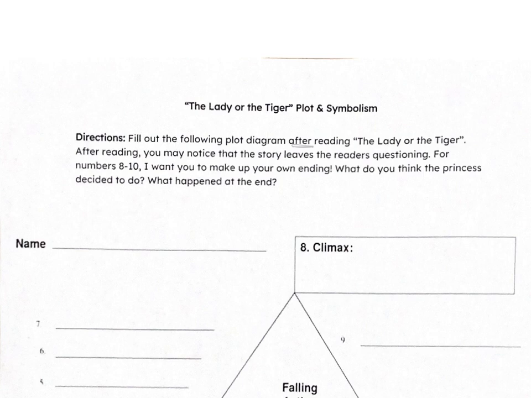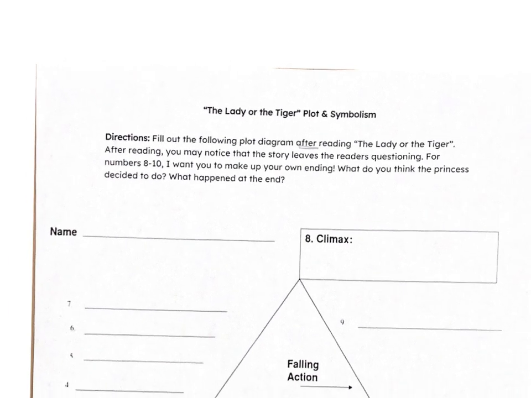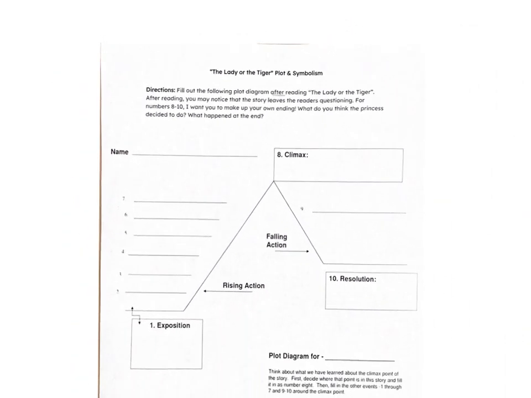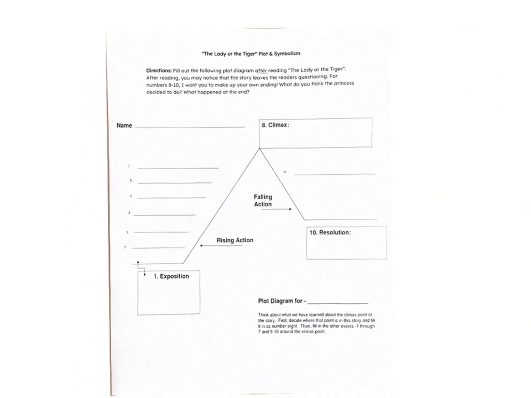After reading, you may notice that the story leaves the readers questioning. For numbers 8 through 10, I want you to make up your own ending. Have fun. What do you think the princess decided to do? What happened at the end? Okay, so this worksheet is pretty much just your own plot diagram of The Lady or the Tiger.